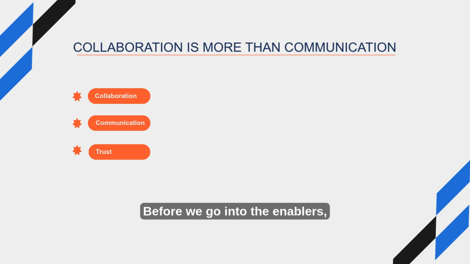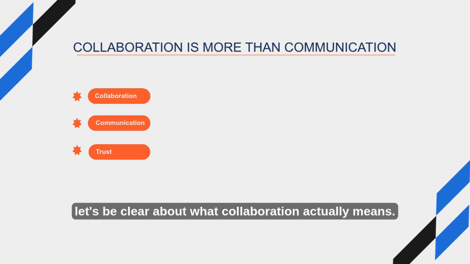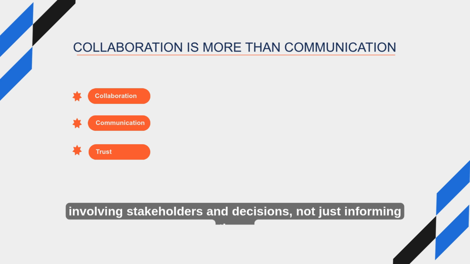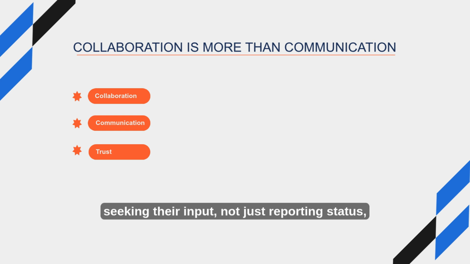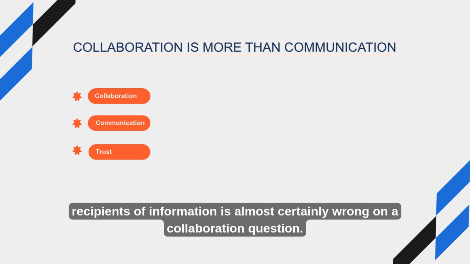Before we go into the enablers, let's be clear about what collaboration actually means. Communication is one-way or two-way information exchange. Collaboration is active, joint participation toward a shared goal. On the PMP exam, collaboration means involving stakeholders in decisions, not just informing them, seeking their input, not just reporting status, building trust, not just managing expectations. Any answer that treats stakeholders as passive recipients of information is almost certainly wrong on a collaboration question.